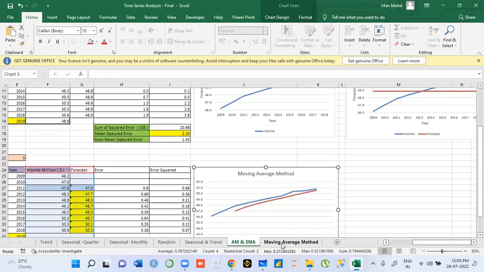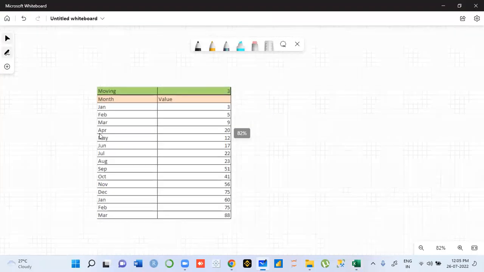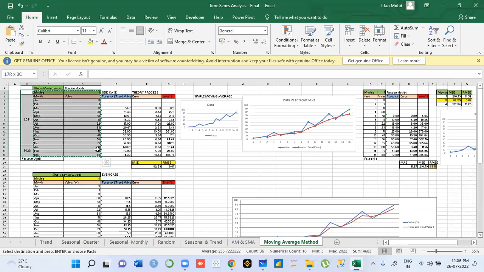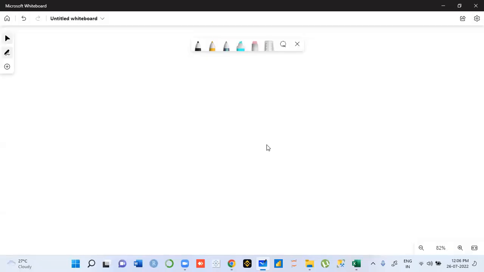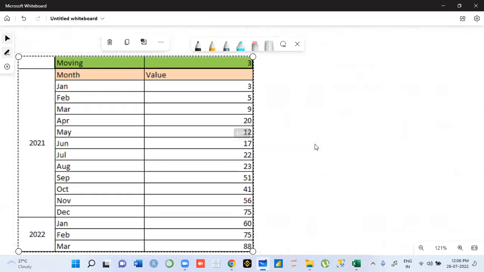Go to the next sheet, guys, everyone. Moving average sheet. Are you clear? How many months of data do we have, guys? 15 months. Now, if I take the M value as 3, how is this M decided, guys? We have taken this number randomly.